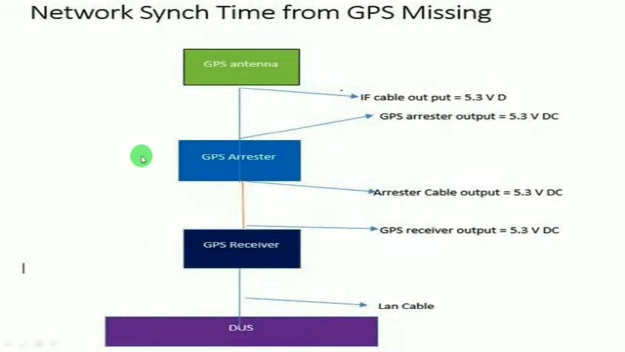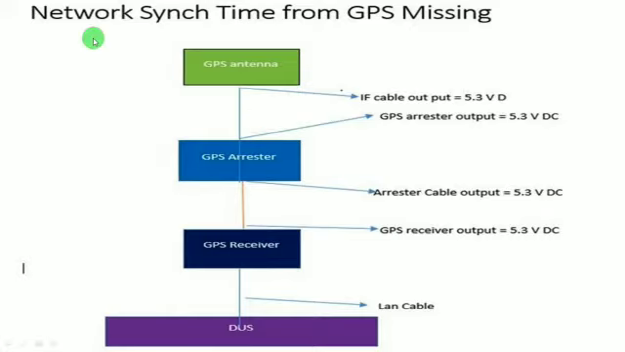This is a block diagram of GPS connectivity from DUS or baseband towards the GPS antenna. The interface between the baseband or DUS and the GPS receiver is a LAN cable, the GPS receiver to GPS arrestor is an arrestor cable, and the GPS arrestor to the GPS antenna is an IF cable.